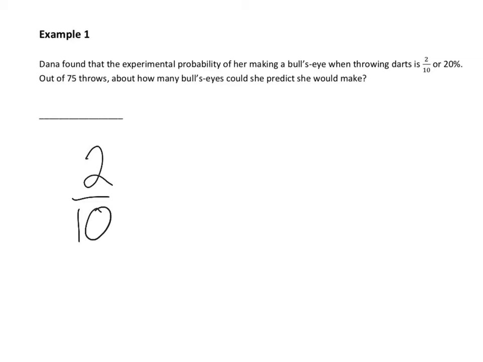So we know 2 over 10 is one of our fractions. We're going to have our equal sign. And the other one is going to be something we don't know over our total number of throws that she threw, which she stated here was 75.